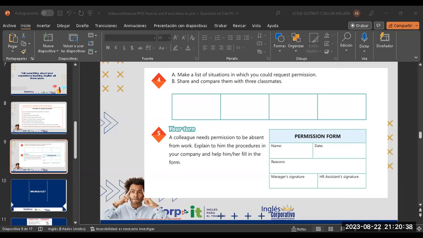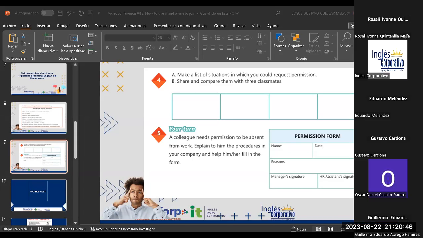Okay, teacher. My reason is for a meeting in the school of my daughter. Okay. You can say like emergency meeting in your daughter's school. Okay, that could be. Daniel and then Evelyn. Okay, Daniel. Okay, the permission form is for Noel Nunez and date is September 28. The reason is leave for family matters. Okay, family matters.